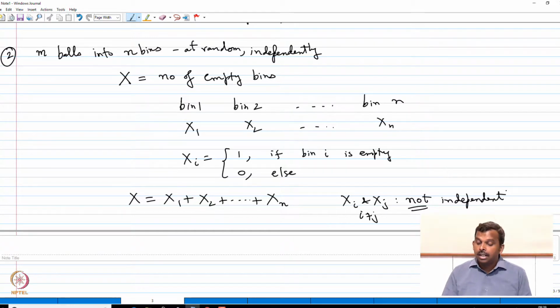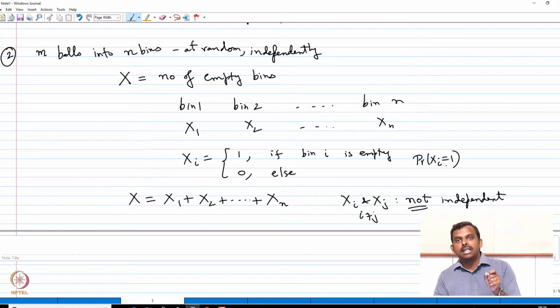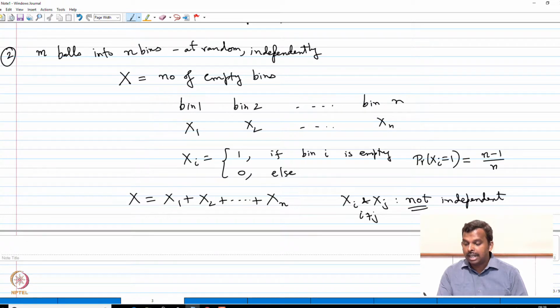Okay, so they're not independent, but nevertheless, one can find the probability that xi is equal to 1. Okay, so what is the probability that the ith bin is empty? Okay, so that's not too difficult to do. What is the probability that a particular bin, the first bin, let's say, is empty? It is that every ball should land in any of the other n minus 1 bins. It should never land in the first bin. Okay, and every ball is independent. So for every ball, the probability that it lands in any of the other bins is n minus 1 by n. This raised to the power m is your answer.